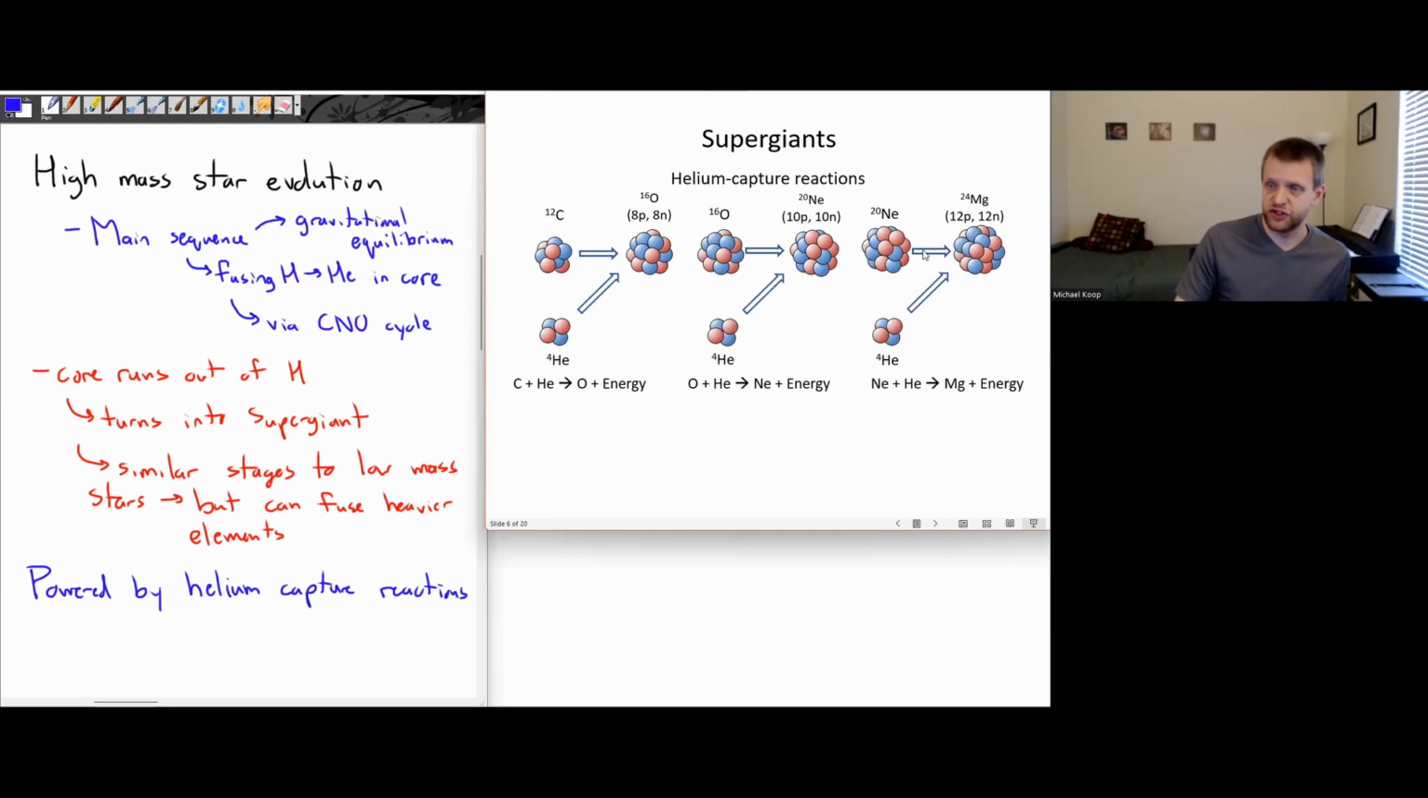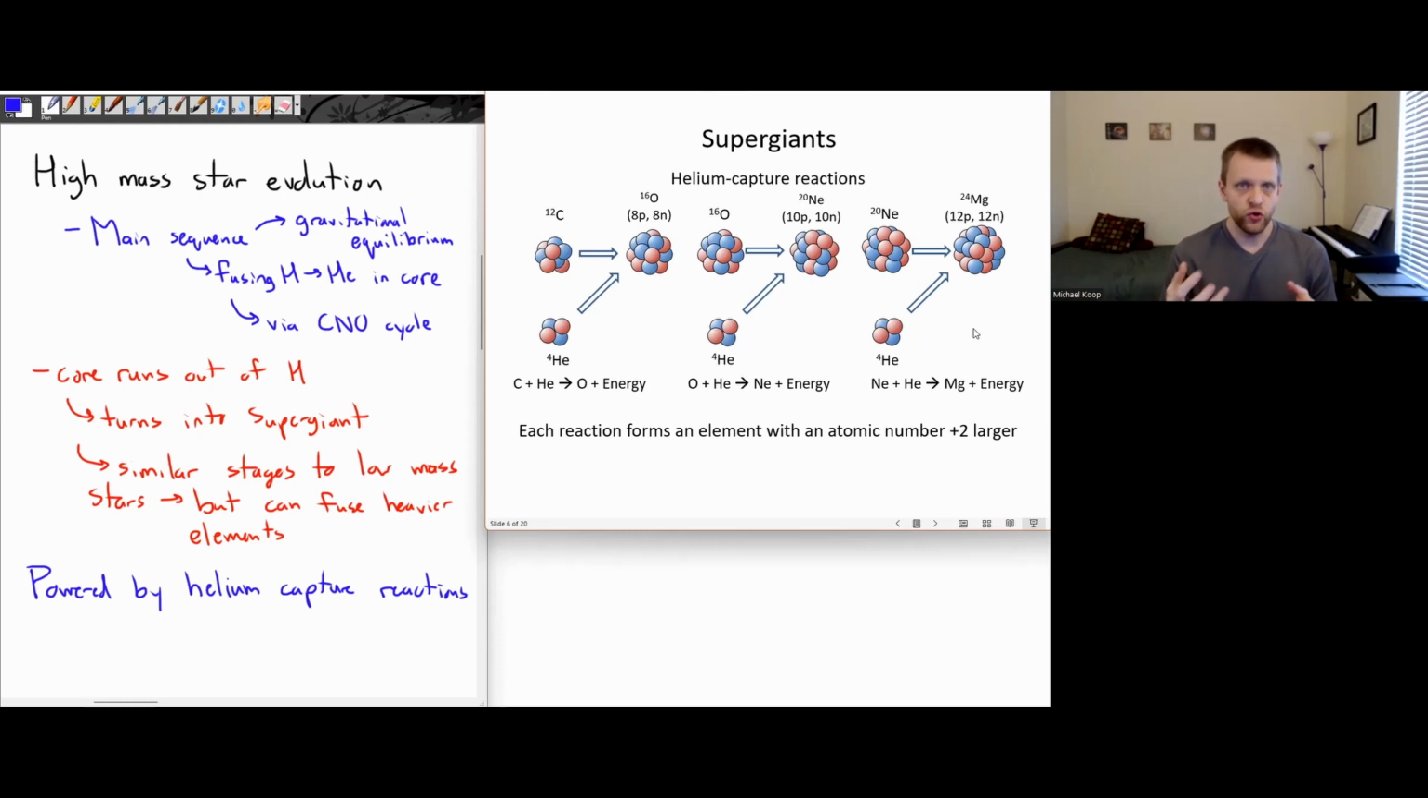Eventually, I run out of oxygen. We've got neon plus helium. Well, that's going to start making magnesium. And in each of these reactions, we make a new element that has an atomic number 2 larger than the previous element. We have carbon, atomic number 6. Add helium, atomic number 2. We get oxygen, atomic number 8. Oxygen, 8, plus helium, 2, gives neon, 10, and so forth. So each reaction, we get a new element that is 2 larger in atomic number.